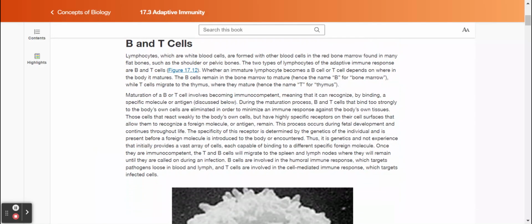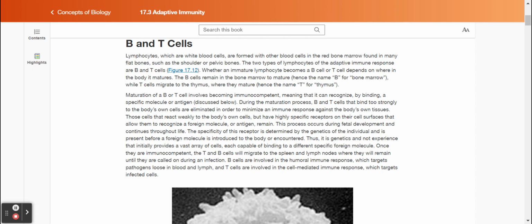B and T cells. Lymphocytes, which are white blood cells, are formed with other blood cells in the red bone marrow found in many flat bones, such as the shoulder or pelvic bones. The two types of lymphocytes of the adaptive immune response are B and T cells. Whether an immature lymphocyte becomes a B cell or T cell depends on where in the body it matures. The B cells remain in the bone marrow to mature, hence the name B for bone marrow, while T cells migrate to the thymus, where they mature, hence the name T for thymus.